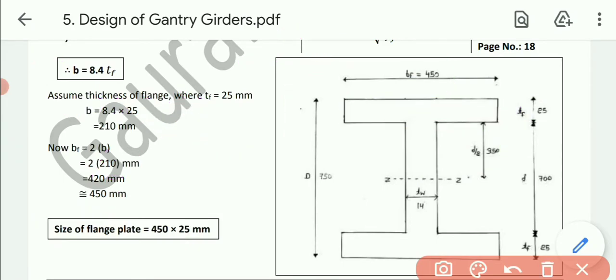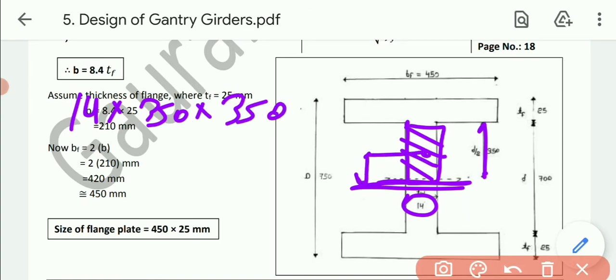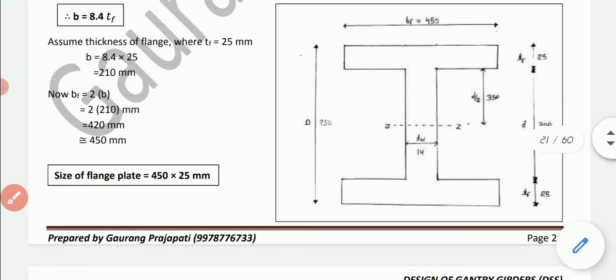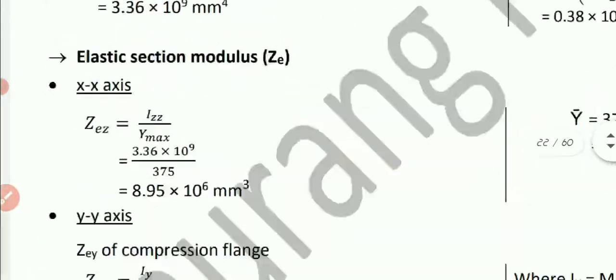Then similarly we need to calculate this web also, this portion. Width is 14 and depth is 350. So 14 into 350, and its CG will obviously be at the center, so 350 by 2, again whole multiplied by 2, that will be the ZP of the web. See, I have done the same thing over here. Let me zoom the data.